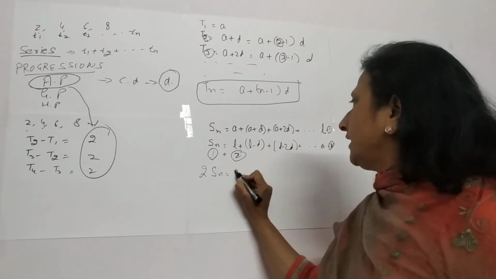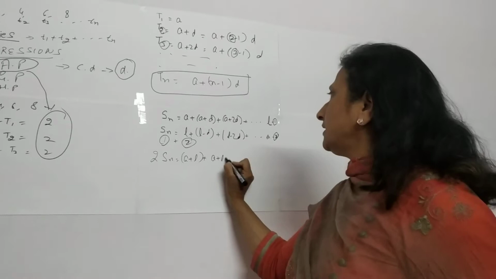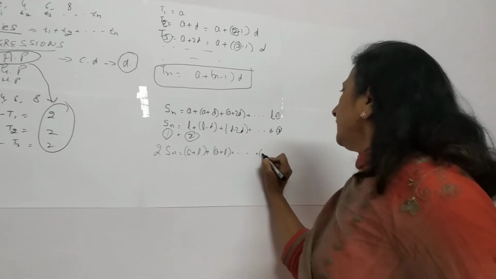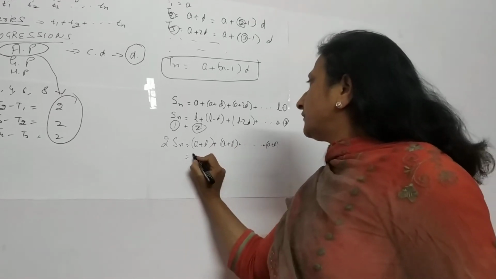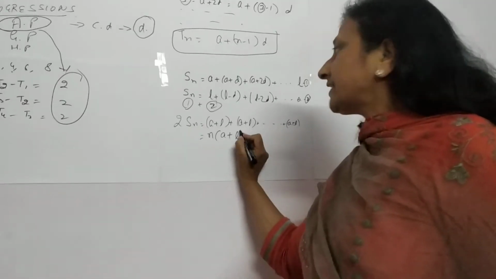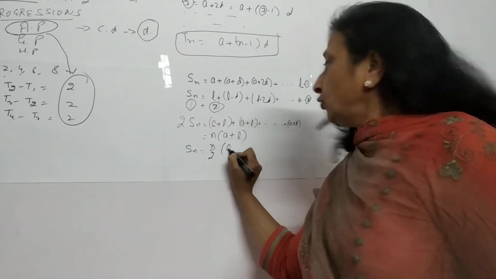So what will we get? A plus L. Likewise, continuing, this will be again A plus L, and so on, it will be A plus L up to n times. So the sum of all these terms will be simply n into A plus L. Hence Sn will be n by 2 into A plus L.